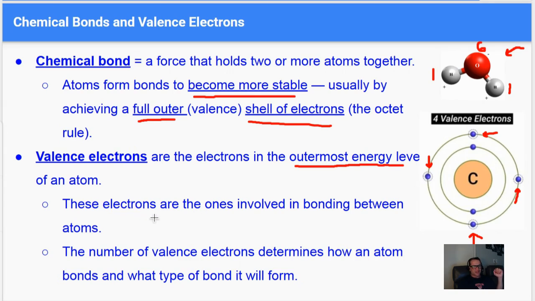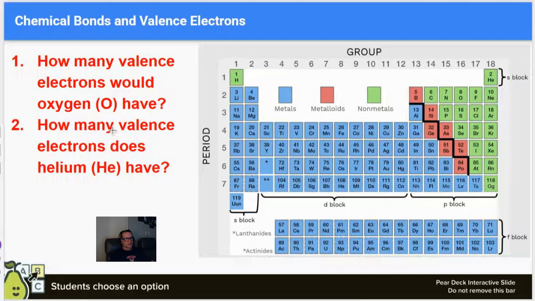So these are the electrons that are involved in bonding between atoms. So it's not these inner core electrons. It's the electrons in the outer shell. These are the ones that are going to form the chemical bonds. These are the ones that are going to determine the chemical reactivity of the element. So it's the number of valence electrons that determines how an atom will bond and what type of bond it will form.